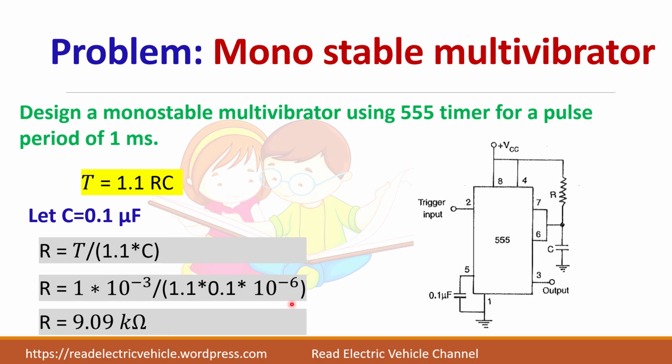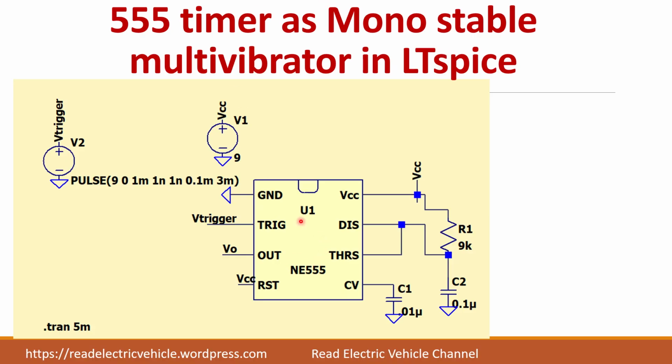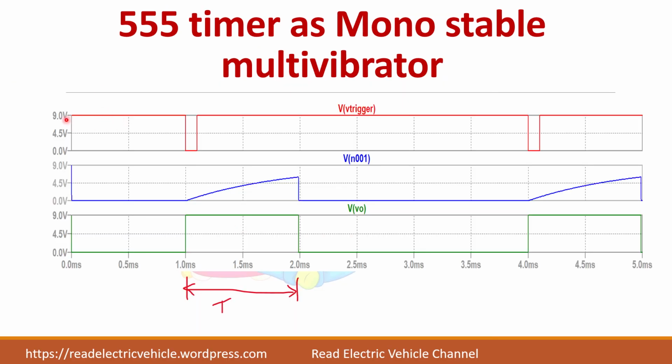So let us choose these values and we will simulate this in LTspice and check our output, whether we are getting 1 millisecond or not. I have simulated the 555 timer circuit using LTspice software. I have given VCC as 9 volt. So the lower comparator 1/3 VCC will be 3 volt and 2/3 VCC is 6 volt. Now I have given the trigger pulse here. We will see the output.